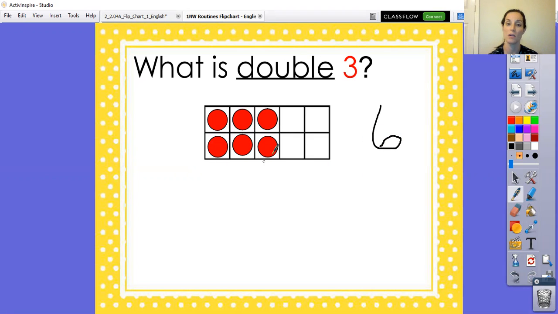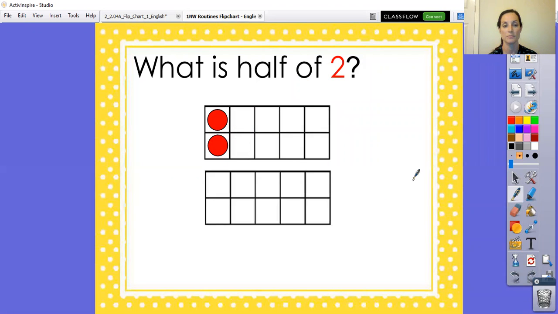You would simply count all of the counters you have. Now, to change it up a little bit, what is half of 2? Again, we're looking at our 10 frames and our counters. The key word here is half. That means we only are going to look for one set. What would one set of 2 be? Here's our first set. Here's our second set. Think in your head. If you said the answer was 1, you are correct, because we only want half. So we would take away this set.